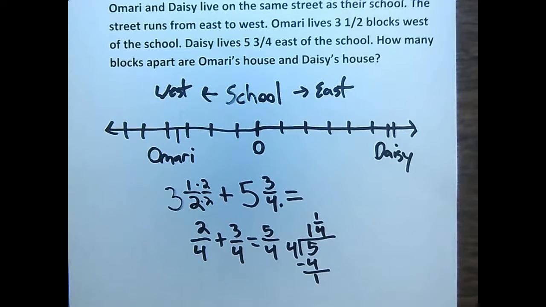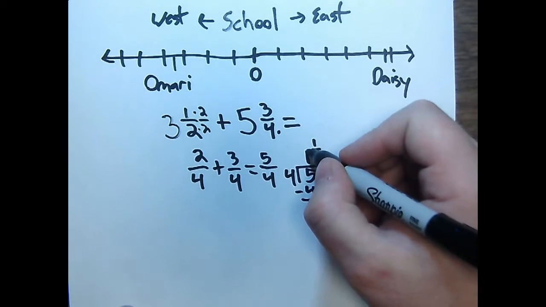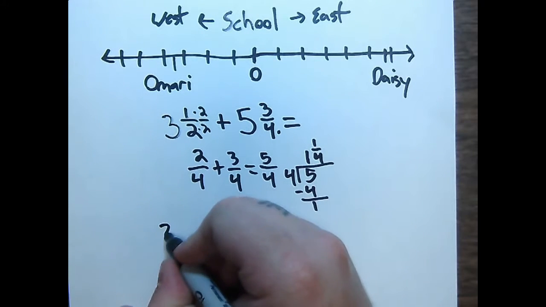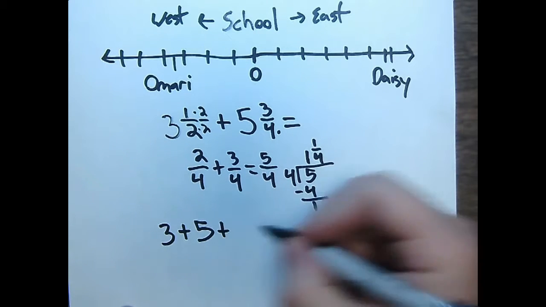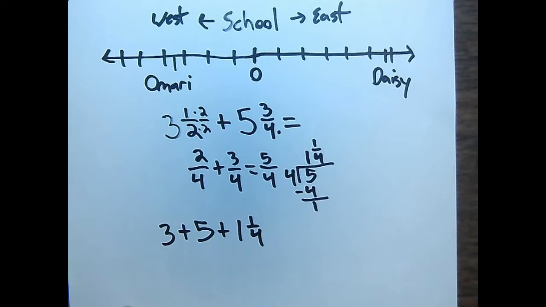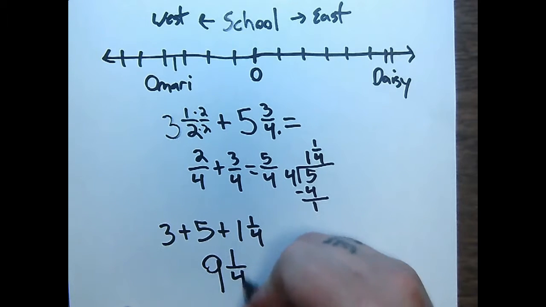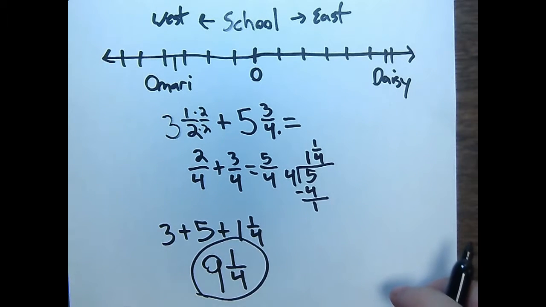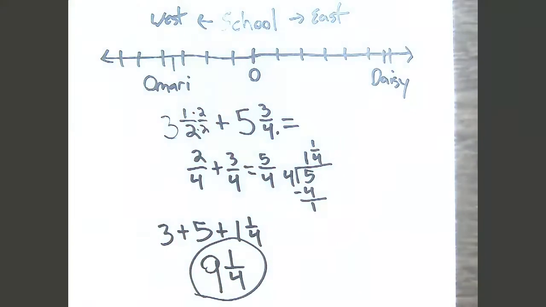Now we can change this up just a little bit. We have a 3 plus 5, because we've gotten rid of the fraction parts, and we're going to add that to 1 1/4. Now we can just add our whole numbers. 3 plus 5 is 8, and then 8 plus 1 is 9, so this becomes 9 1/4. So 9 1/4 blocks apart. I hope this video helps. Stay tuned for more.